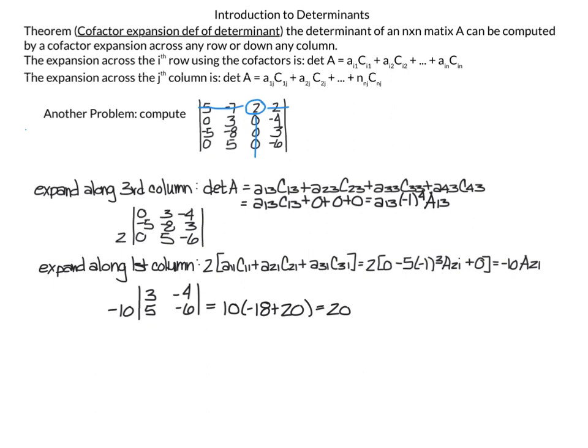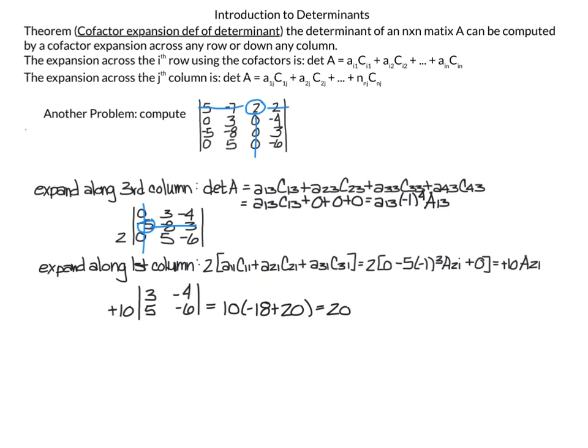So A21, delete the second row, first column, and we're left with negative 10, 3, negative 4 over here, and 5, negative 6. Now 3 times negative 6 is negative 18, 4 times 5, this would be a minus, so that's positive 20, which is equal to 20. So somehow I got this negative 10 here. Why is that? Oh, this should have been a positive because this is negative, so there we go. So this should have been a positive, this should have been a positive. So there is our answer.